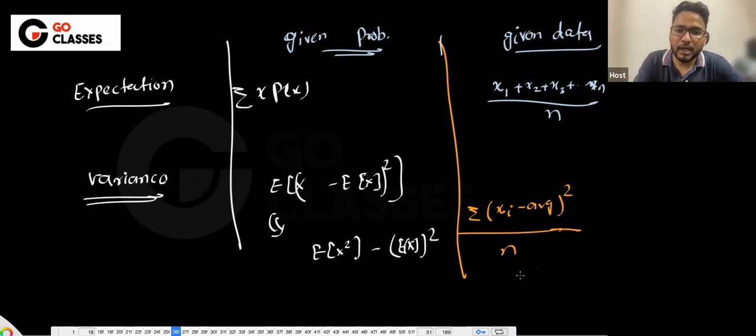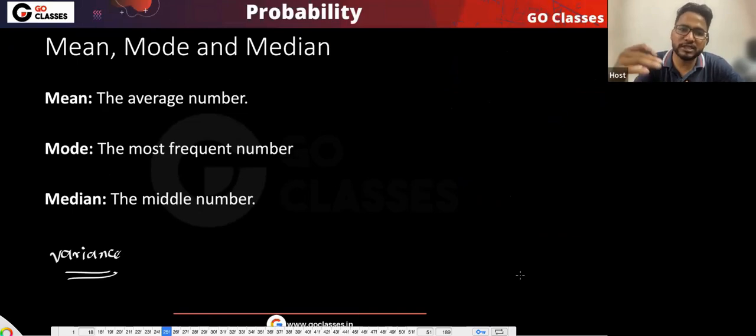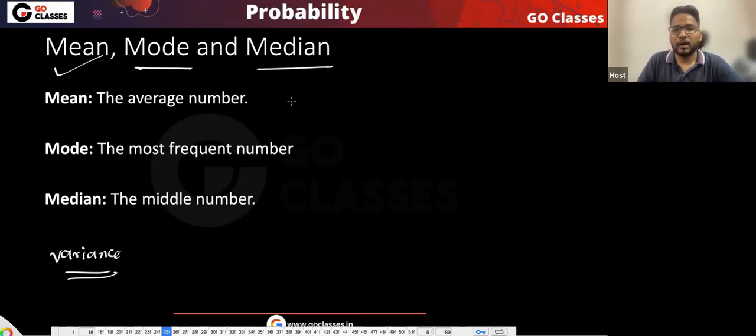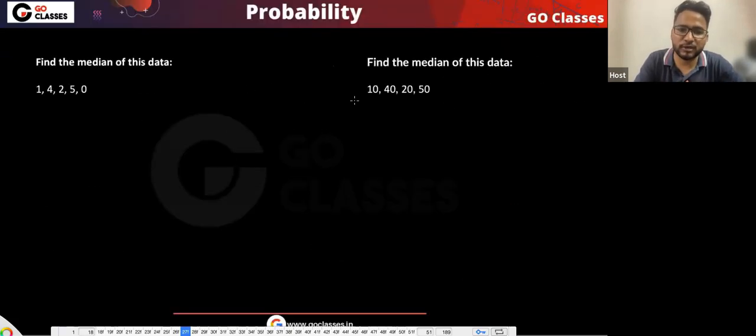Okay. Now let's see how to calculate these numbers, which are mean, mode, median. I think mean is just an expectation, that is okay. So let's see how to calculate mode and median. Again, first we are going to see how to calculate mode and median using the data, and then we will see how to calculate them using the probability distribution. Let's see using the data. So mode, again to remind you, is the most frequent number in the data, and median is the middle number.